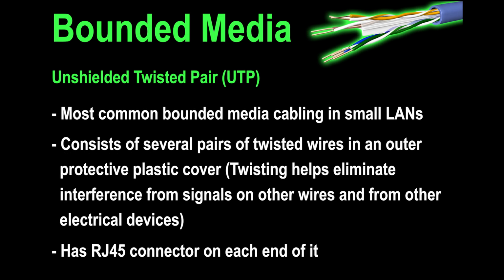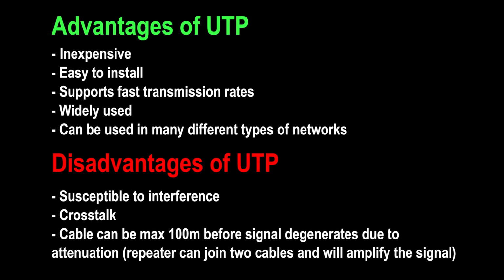One of the types of bounded media is the unshielded twisted pair (UTP), which is the most common bounded media cabling in small LANs, and consists of several pairs of twisted wires in an outer protective plastic cover. The twisting helps eliminate interference from signals on other wires and from electrical devices. The advantages of UTP are that it is inexpensive, easy to install, supports fast transmission rates, is widely used, and can be used in many different types of networks.